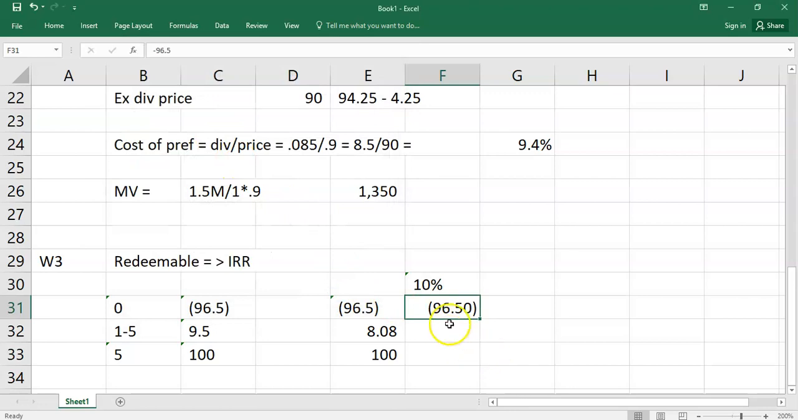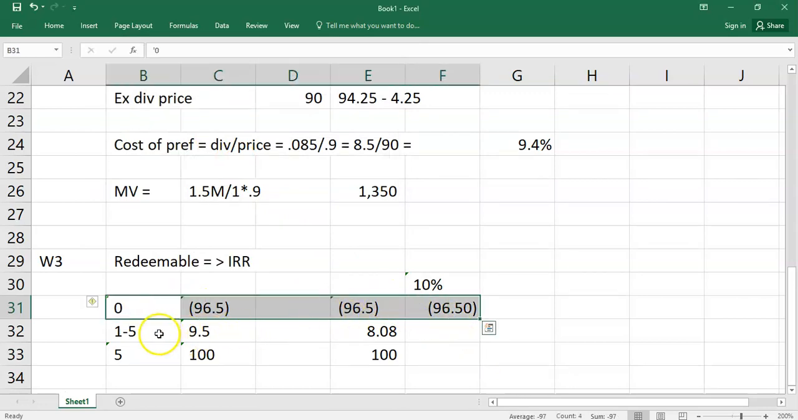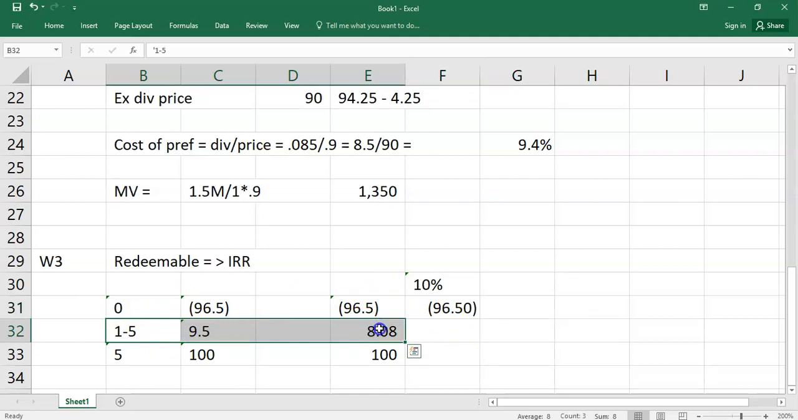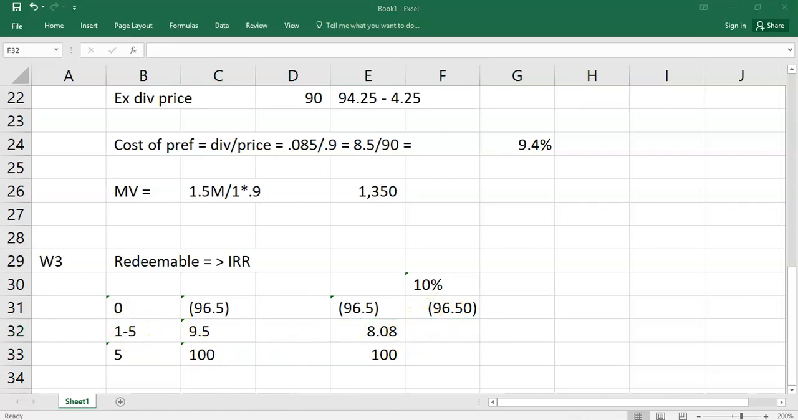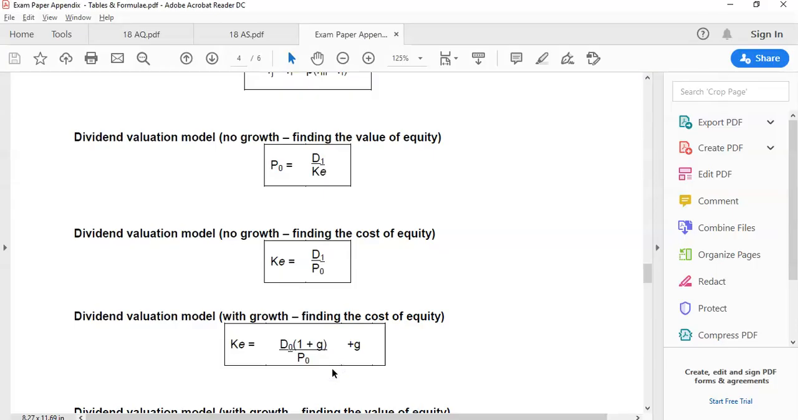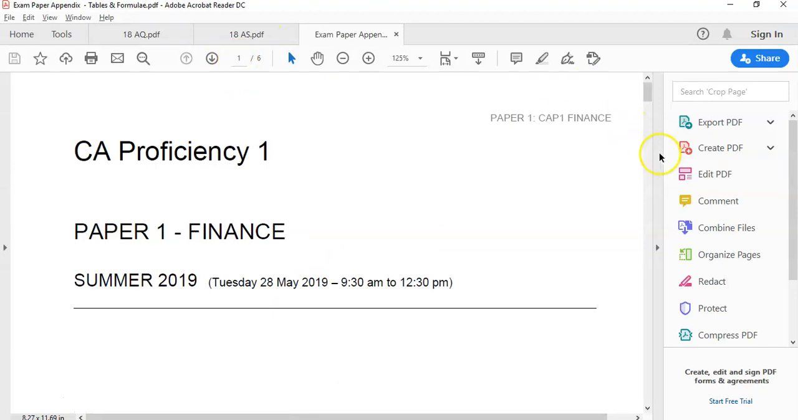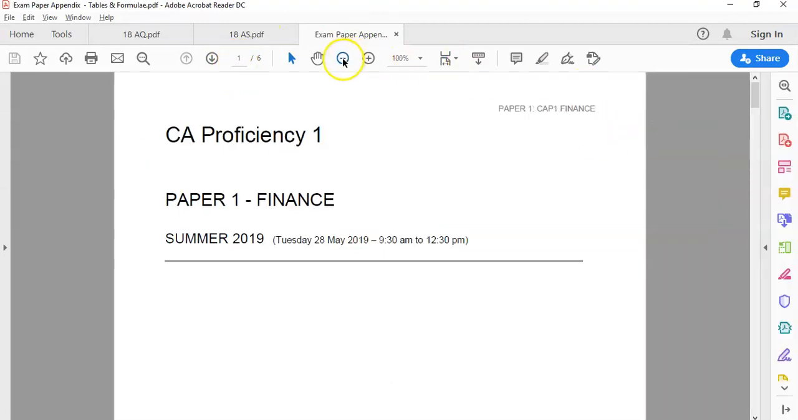That's our 96.50. That's always at its present value because it's at time 0. For the years 1 to 5, some students will have done that individually, 5 separate years. Remember, if you have the same cash flow for 5 years or 4 years, that's an annuity. So if we go to our annuity tables, because we're given those, remember, in your appendix as well. So you're trying to pick up all these little tips that will save you time in the exam.